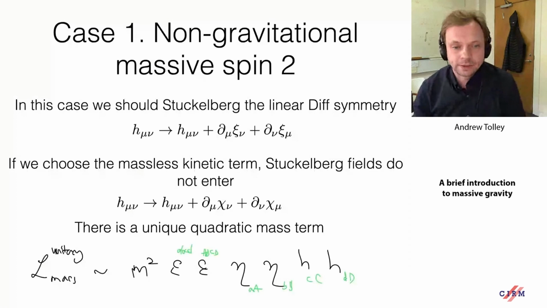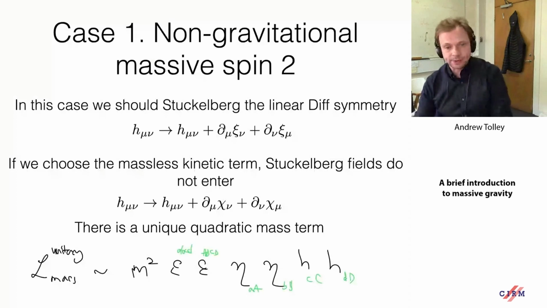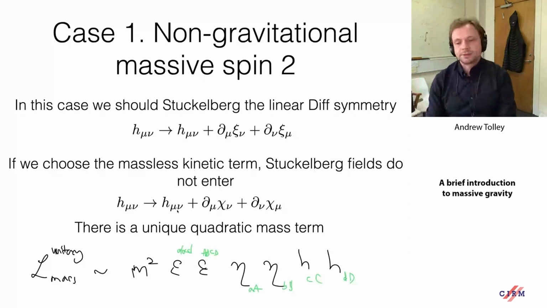What we're doing here is a gauge transformation. This, on the other hand, is the Stuckelberg replacement. We replace h mu nu everywhere by h mu nu plus d mu chi nu, where chi now is supposed to be a dynamical Stuckelberg field. It's not a gauge parameter. And you can easily see that there is a unique quadratic mass term which is acceptable, which doesn't give high derivatives for chi. It's the so-called Fierz-Pauli mass term.